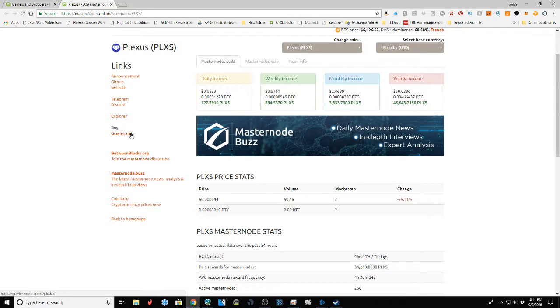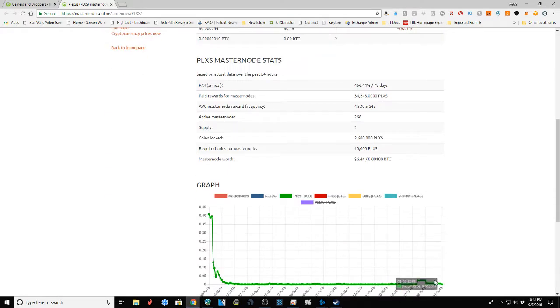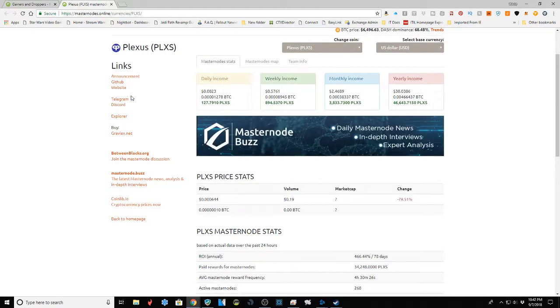To me, red flag number 1 just popped up. Cautionary flag, let's call it a cautionary flag. It's on GraviX. It's at the bottom of the dead list. It actually had a spike here, so somebody's doing something with it. I'm going to check the website. I'm going to check the announcement. I'm going to make sure GitHub is valid. I'm going to check Telegram, and I'm going to check Discord. I'm going to look at the Explorer and make sure the block is moving.